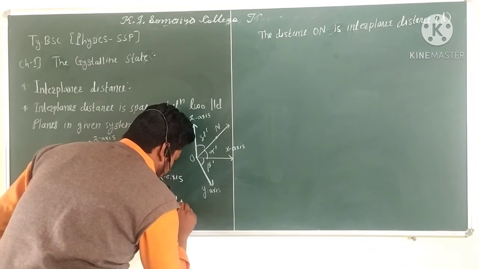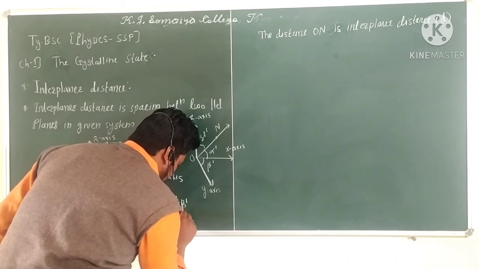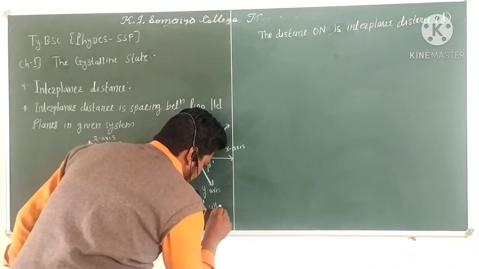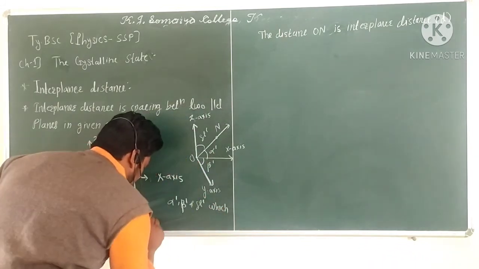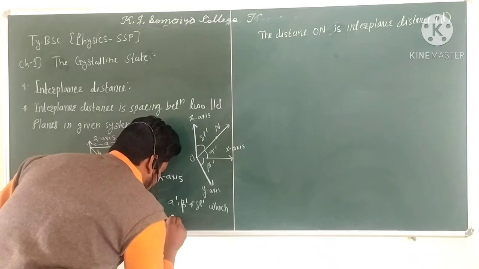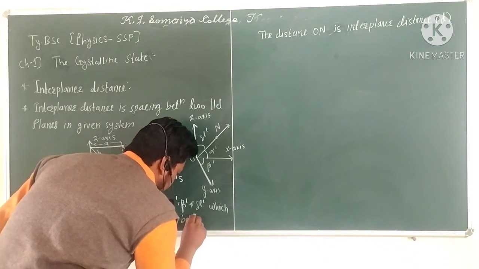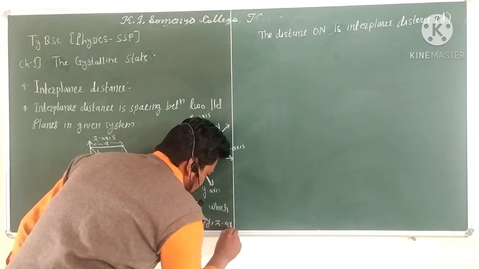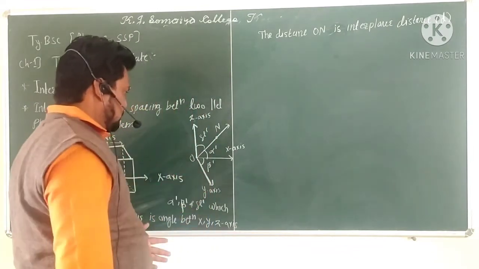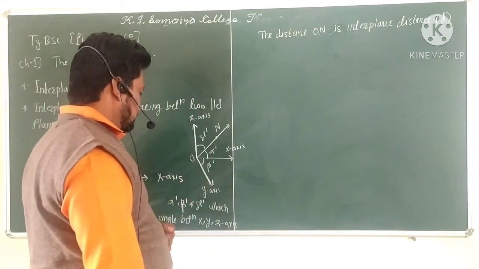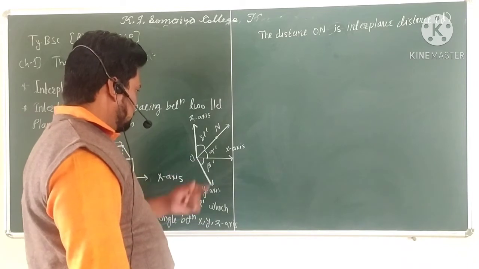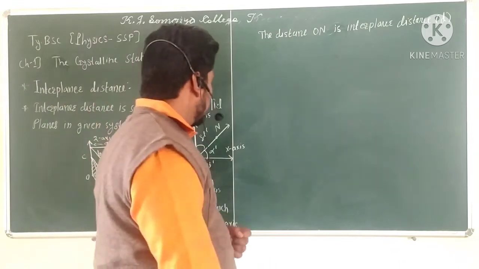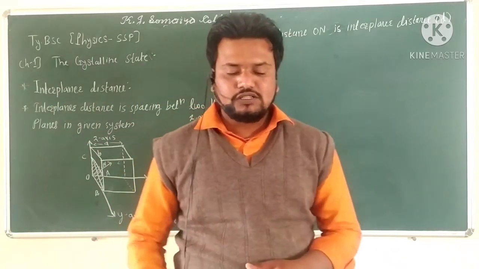So alpha prime, beta prime and gamma prime are the angles between the x, y, z axes with respect to this ON, which is the interplanar distance.